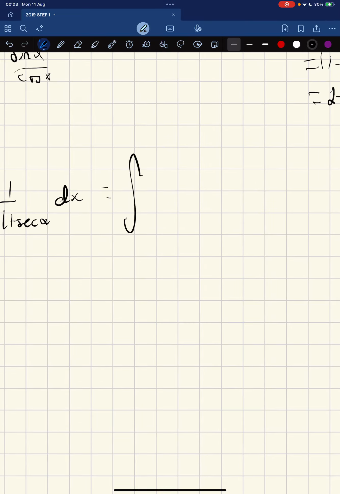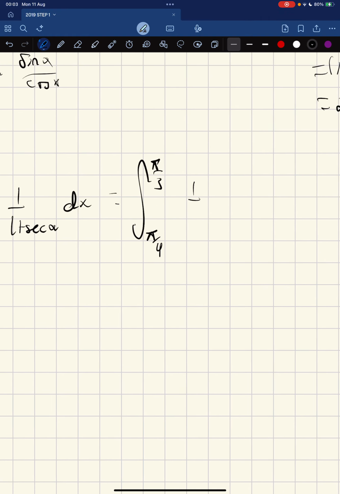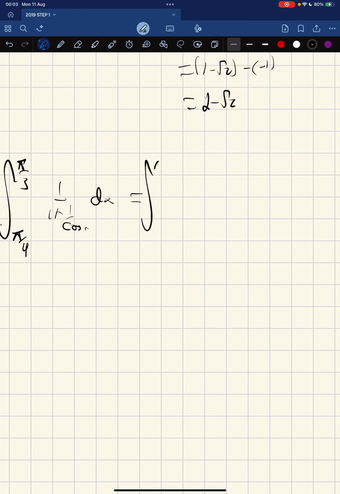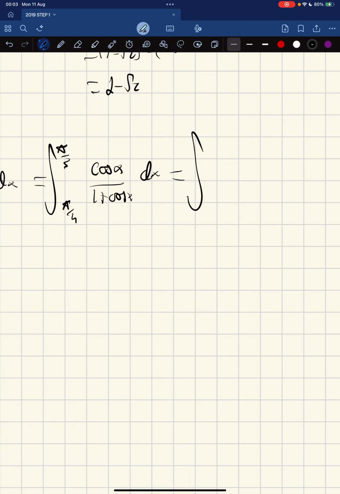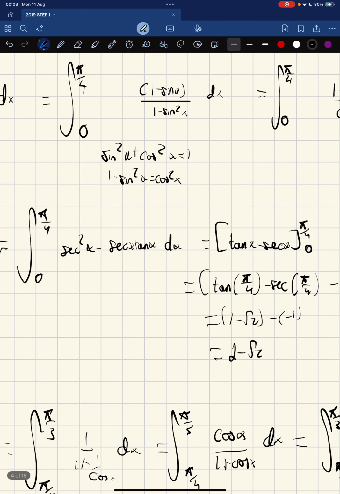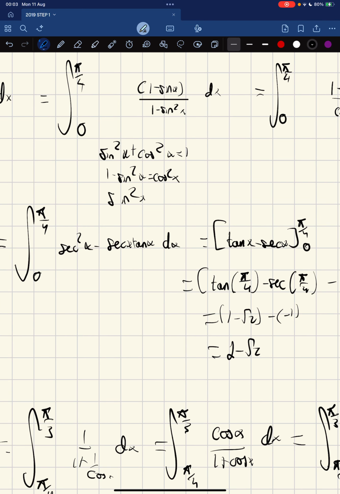So we have the integral from pi over 3 to pi over 4 of 1 over 1 plus 1 over cos of x dx. Now we multiply by cos of x, and we get cos of x over 1 plus cos of x dx. Now I'm going to multiply by the conjugate, 1 minus cos of x, over, this is a difference of two squares, 1 minus cos squared x dx. If we go back, we can similarly get sine squared of x, because 1 minus cos squared of x equals sine squared of x.